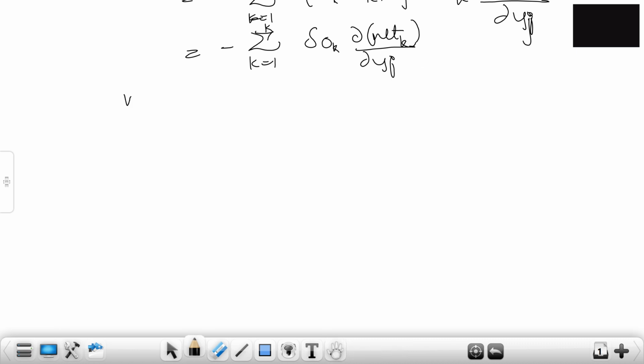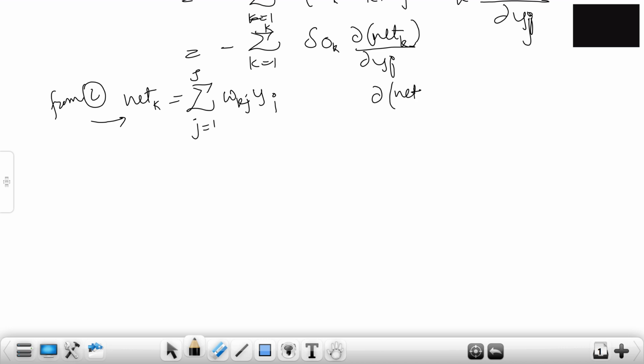I'm going to write over here. Net k is summation, net k we have taken from the previous one. Okay, we've done, so j wkj yj, right? So this is from C, from the previous part, from the C equation that we have written. And also dou net k upon dou of yj is nothing but wkj, that is a weight.